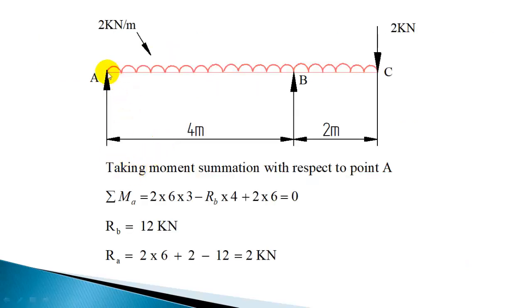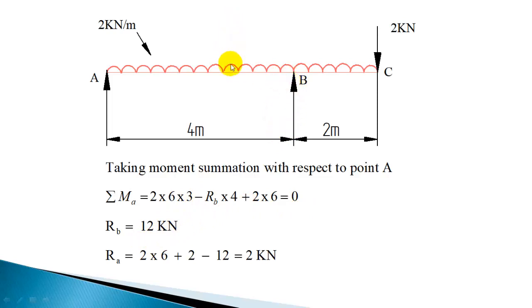Now taking the moment summation with respect to A, you will get 2 into 6, that is a resultant load, acting at a distance of 3, that is center of 6 meter. So 2 into 6 into 3, that will produce a clockwise moment. This reaction is producing an anti-clockwise moment, so minus RB into 4. And this will produce a clockwise moment 2 into 6. That summation is equal to 0. So by solving this, you will get RB as 12 kilonewton.